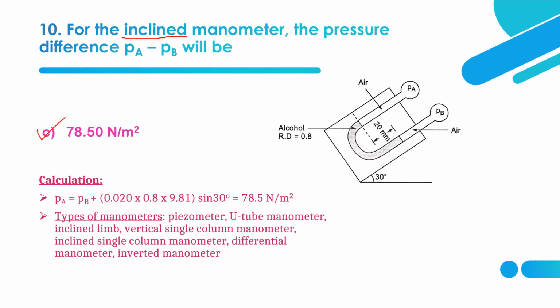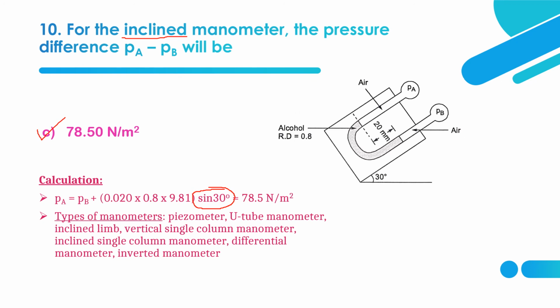A simple calculation. The only thing is, if it was vertical, we have to multiply by sine 30 degrees. Just multiply that with sine theta. If you want it as horizontal, we have to multiply by cos 30 degrees, but that is not the case in this manometric problem. We have to find it in a vertical manner. So that's why we multiply by sine 30 degrees.